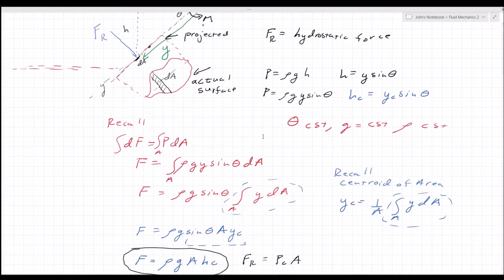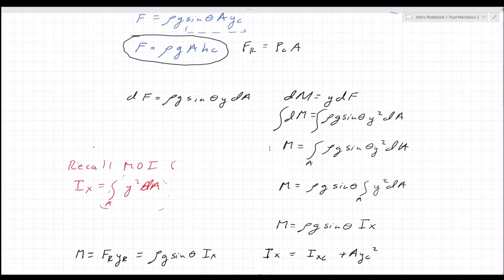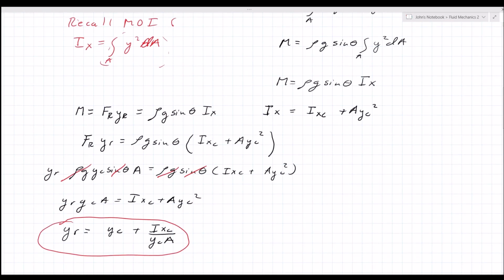Alright, so now we're going to do some example problems on how to apply the hydrostatic force. I will see you in that section of the video.